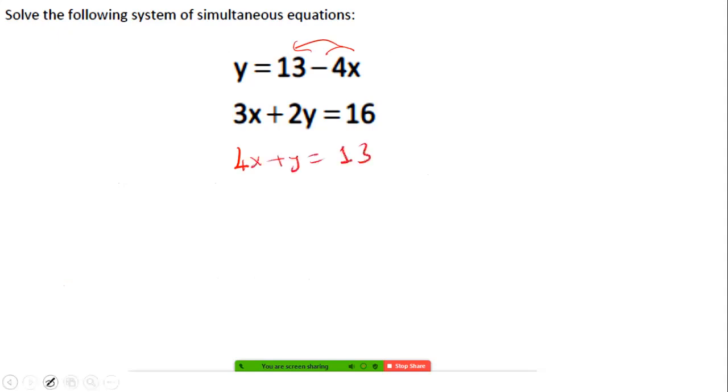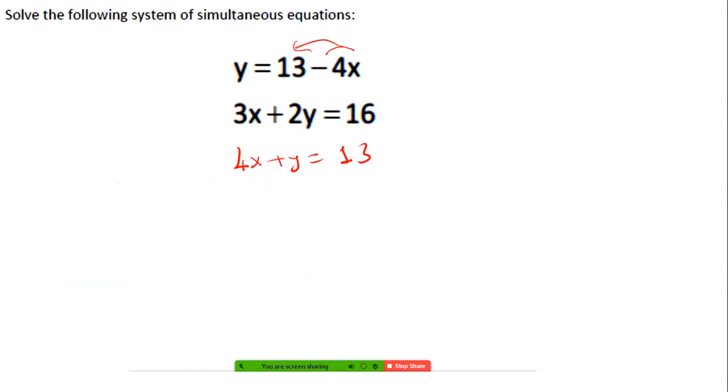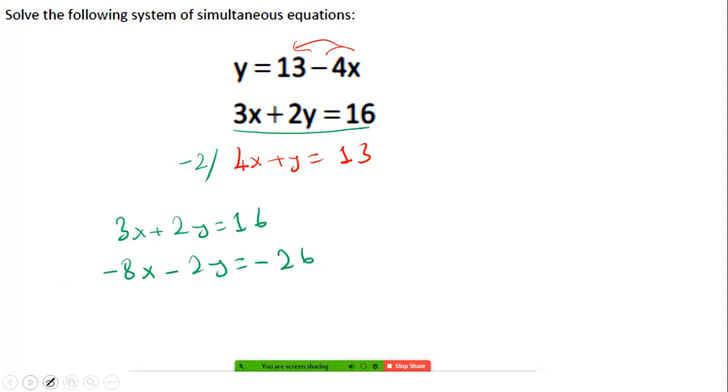And then you are going to choose one of those letters to eliminate. I will choose y because I will just need to multiply this expression by negative 2. So this will stay the same, 2x plus 2y equals 16. And that will give me minus 8x minus 2y equals minus 26. And then I will add the left sides and right sides to each other.